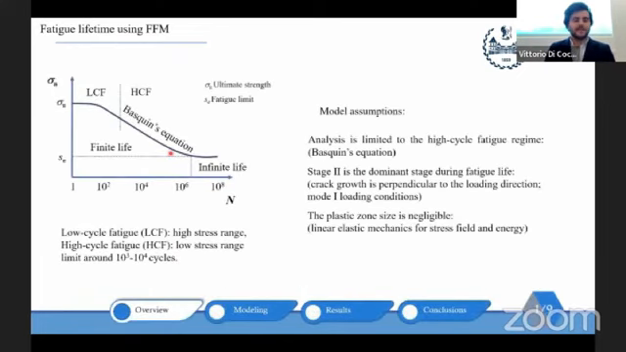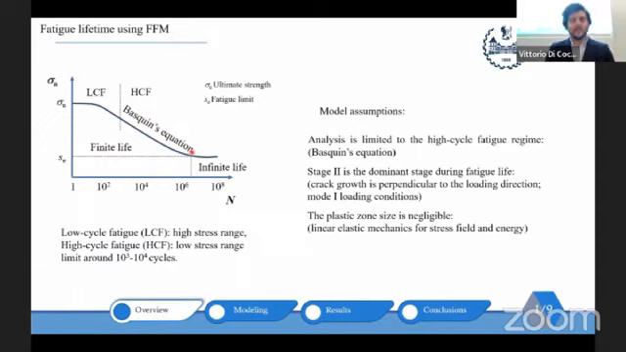To start, let us consider an SN curve. It can be divided into several regions, for example, low cycle fatigue, high cycle fatigue, or finite life or infinite life. In the middle, there is a region that can be captured by a line, which was first proposed by Basquin, and you can see here.